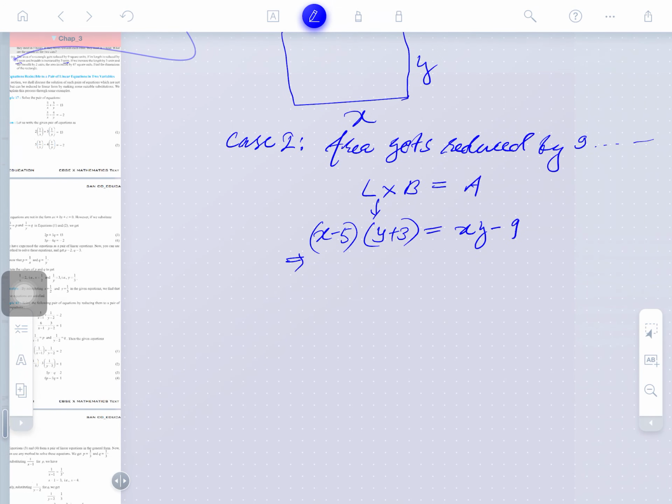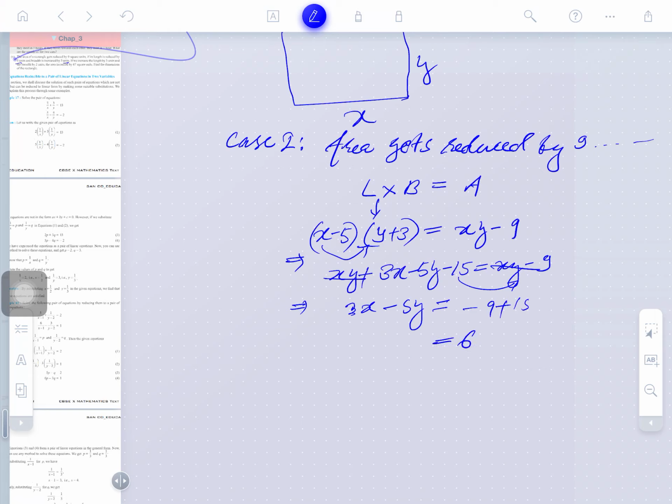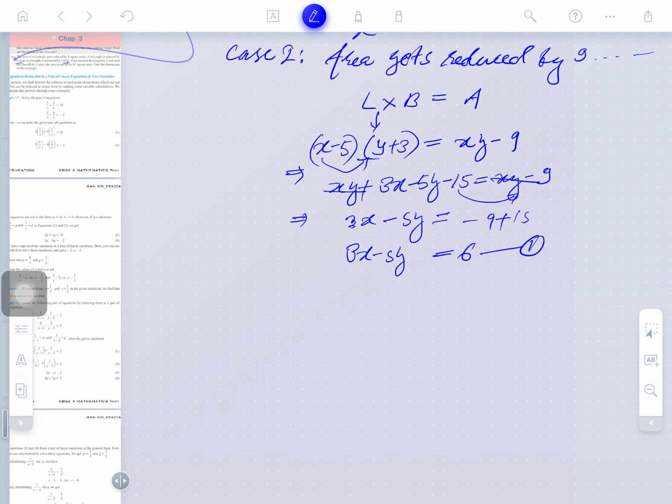Now to solve this expression, it gives xy plus 3x minus 5y minus 15 is equal to xy minus 9. So xy cancels. It shall be 3x minus 5y, and 15 is to be transferred here: minus 9 plus 15, 6. So 3x minus 5y is equal to 6. This is equation 1. Clear? What is the second case?